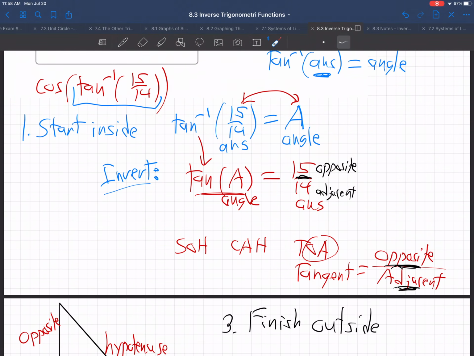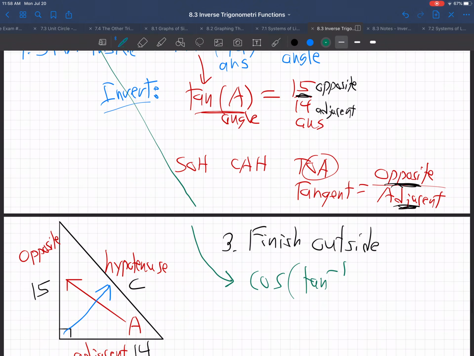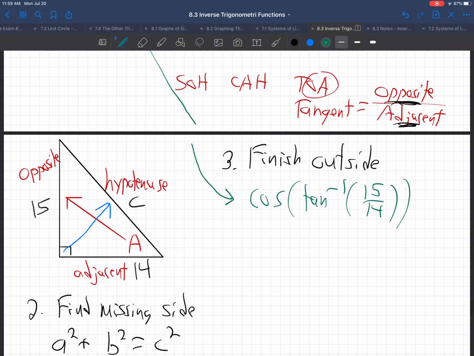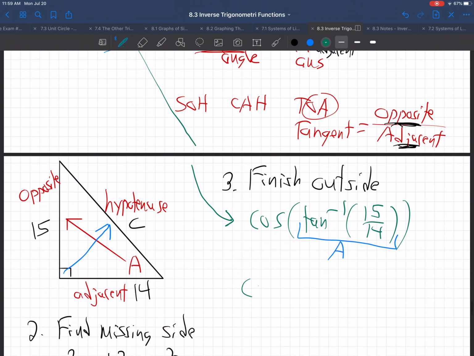What was the original question? Let's grab it and bring it down. So here was the original question. We can bring it on down here. Cosine of tangent inverse of 15/14. Like that, right? And so now what is tangent inverse of 15/14? Well, it says right here, tangent inverse of 15/14 equals A. So this whole inside, tangent inverse 15/14, that's A. It says so right here, right? So this problem becomes the cosine of A, doesn't it?